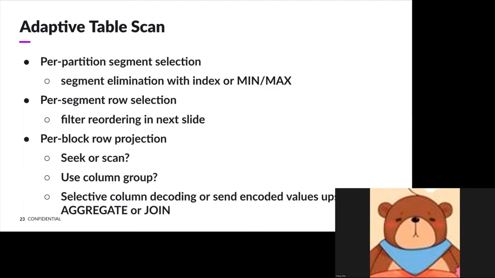The adaptive table scan involves three steps. The first step is, for each partition, we first select the segments to scan. This is done by segment elimination using the cross segment index and the segment min-max metadata. This step outputs a list of segment IDs to scan next.